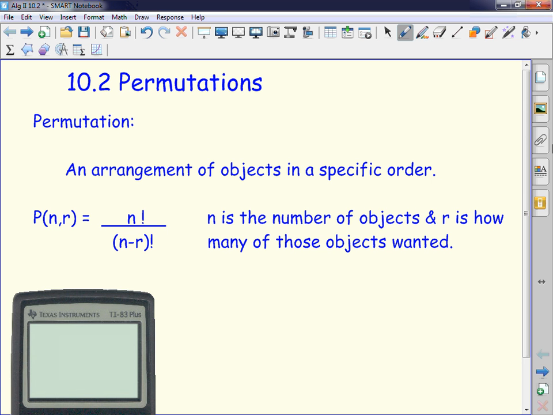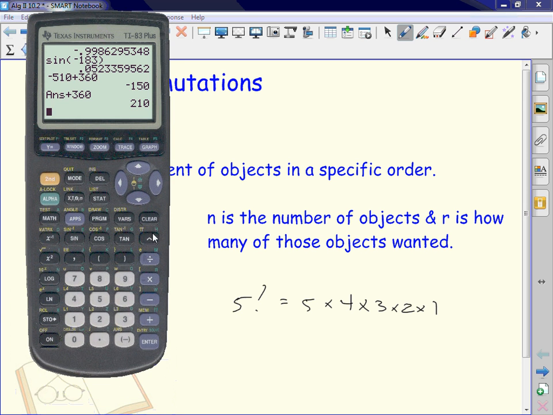Factorial. If I have 5 factorial, all this means is 5 times 4 times 3 times 2 times 1. That is what the exclamation point means. Now, I don't have to sit there on a calculator and go 5 times 4 times 3 times 2 times 1. It's 120. So there's 120 different orders I could have.